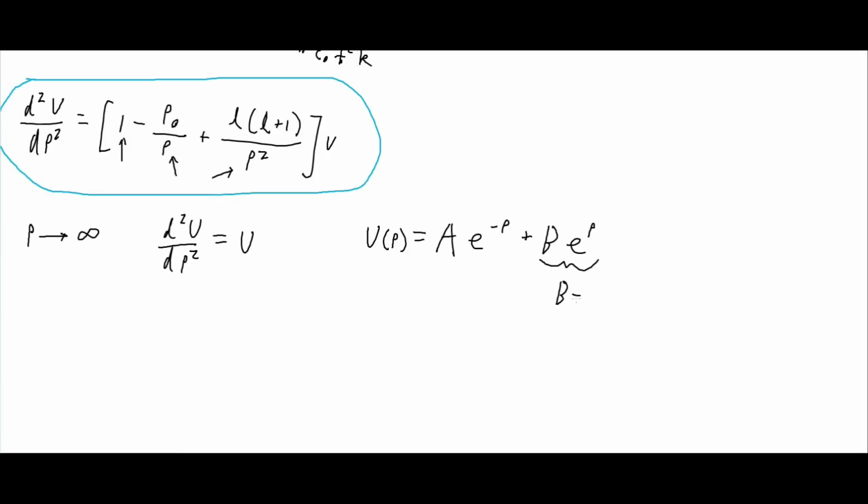So we need to set b equal to 0. And then our solution is going to be some constant times e to the minus rho. And then we also want to look at solutions as rho goes towards 0.